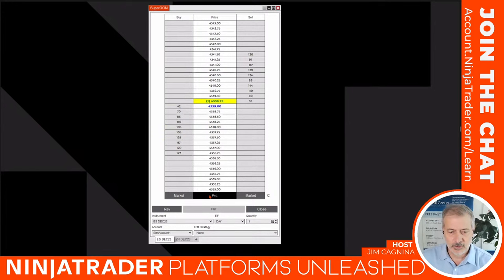Let's go back and put one in here. I want to get closer. We'll go to 39. We'll see if we can get the 39s filled. Limit orders in. Got filled right away. Here's my position. It's long, right? And now what I want to do is put a profit target in, because I think the market's going to go up. So I want to put the profit target in.